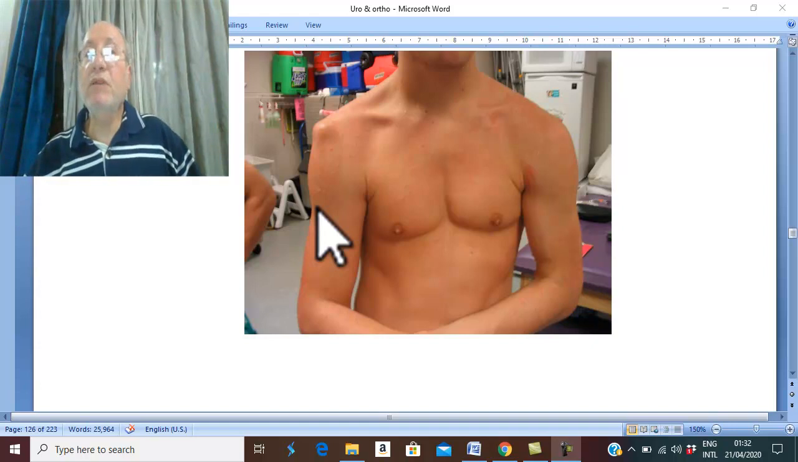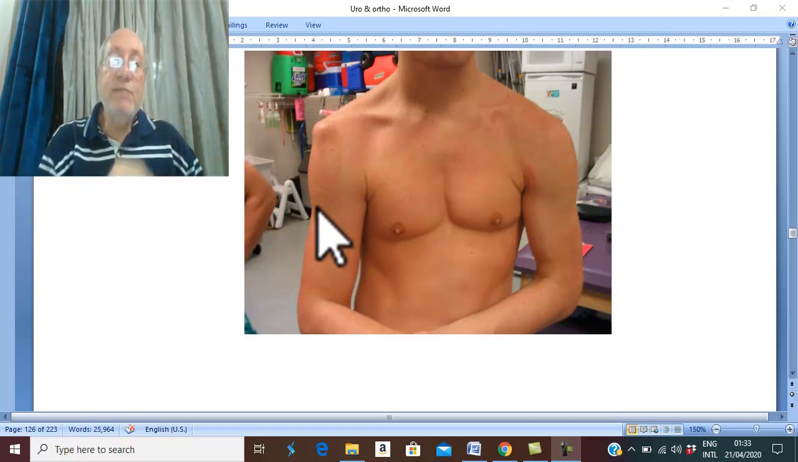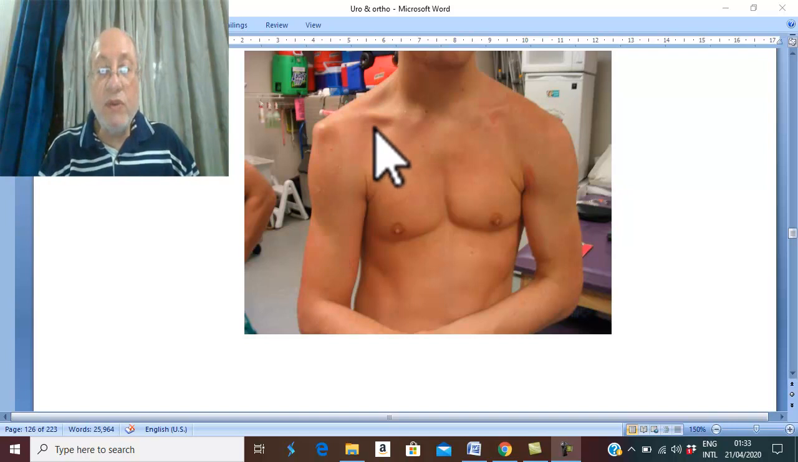Very, very important, feel the head of the humerus. Normally, the head of the humerus is felt in the normal position. But in this patient, the head of the humerus is felt below the coracoid process or below the clavicle, because it is displaced medially and downward. Here.